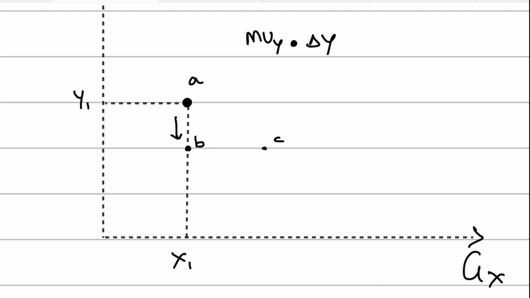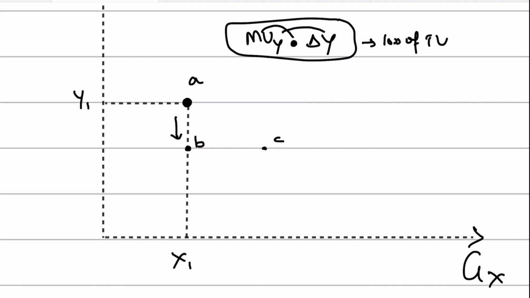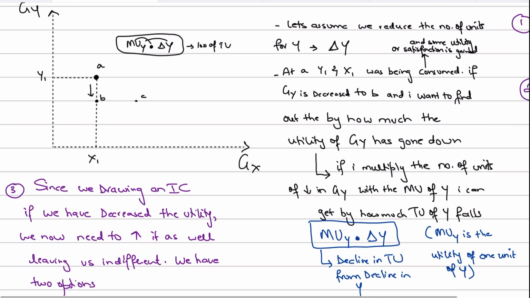Now if I multiply MUy by the change in y, I'm actually going to get the loss of satisfaction, or the loss of total utility. Basically, how much total utility am I losing by not consuming these units of good y. That is exactly what I've written over here as well.